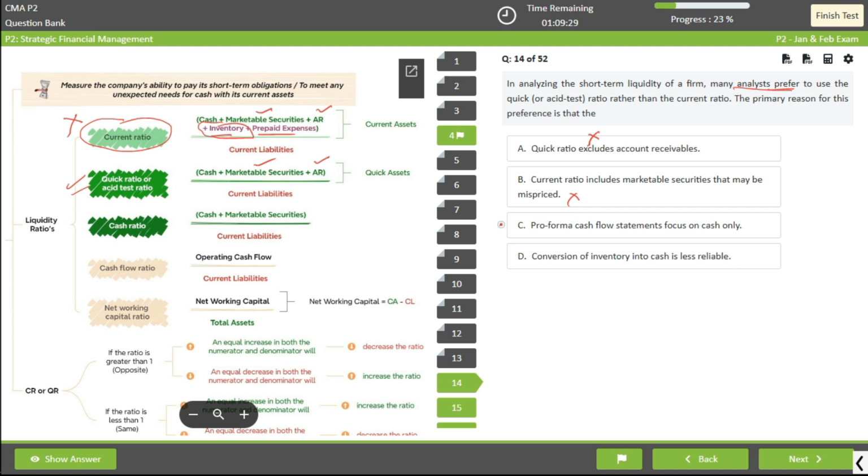Pro forma cash flow: here we are not discussing the pro forma cash flow statement. Conversion of inventory into cash is less reliable. See what we have talked about, the inventory. There is a problem with the inventory, so conversion of inventory into cash is less reliable. That's why this is the correct option.